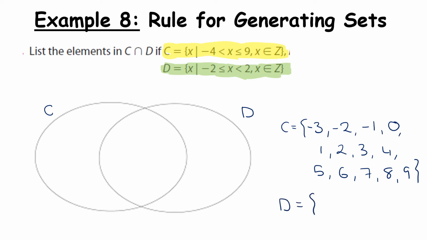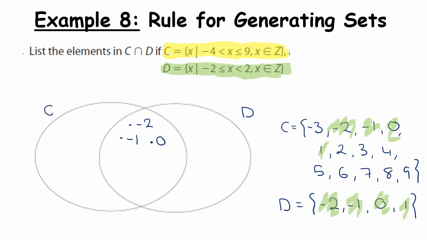D is a little bit smaller. -2 is included, -1, 0, 1, and 2 is not included. So now we need to figure out what is common. So what's common? There's a -2 in both, a -1 in both, a 0 in both, and a 1 in both. So that's going to go into the middle. That has effectively answered our question. So you can stop here, but just so you get a sense of it, I'm going to keep going.